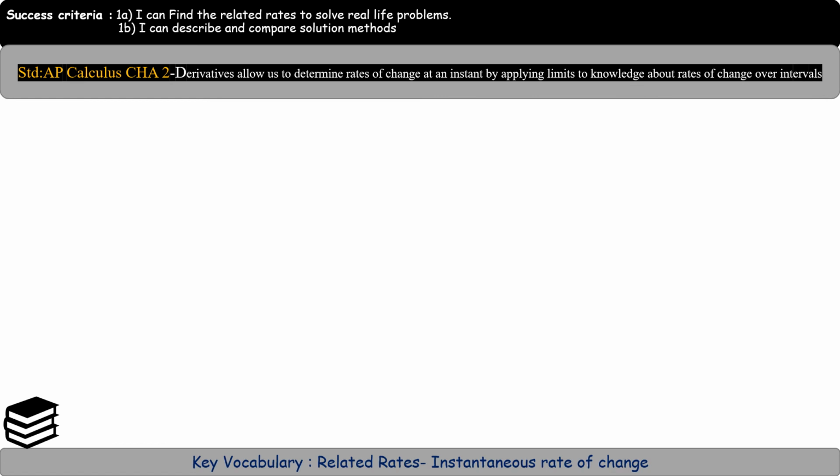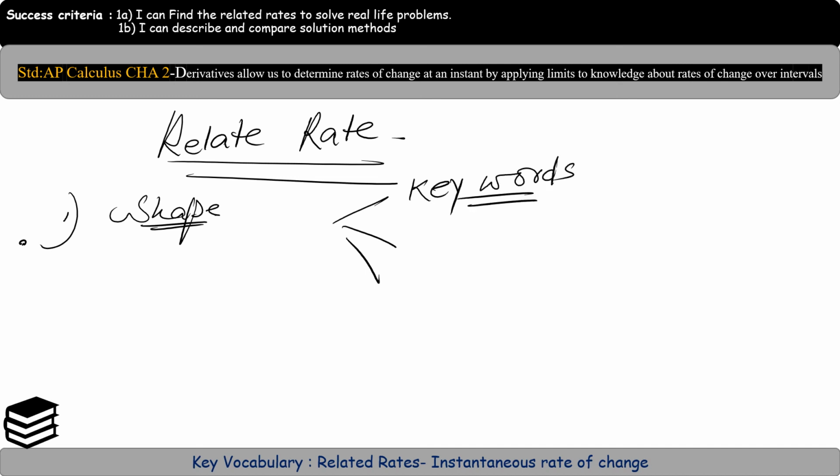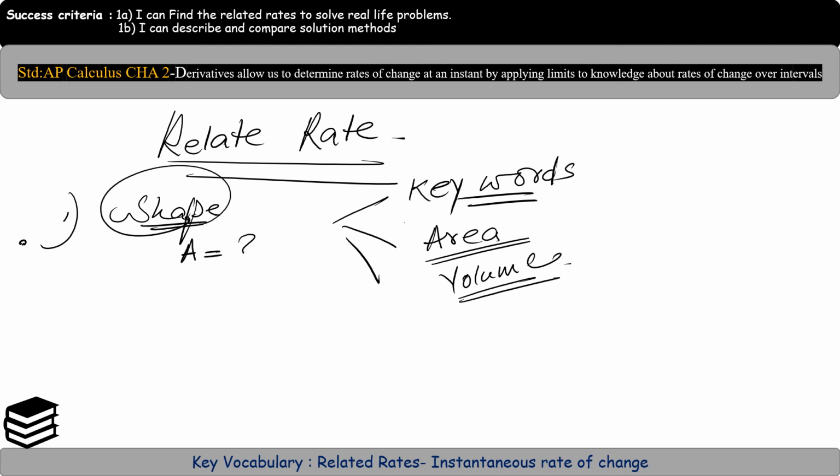Now try to understand that whenever a question about related rates comes in front of you, the first thing is that you have to write down which shape they are talking about. After that, underline the keywords and try to find out first of all what the main quantity is that they are talking about. Are they talking about finding the area, or the volume, or something else? So if they are talking about the area, then for that shape, write the formula for the area, or for that shape, write the formula for the volume.